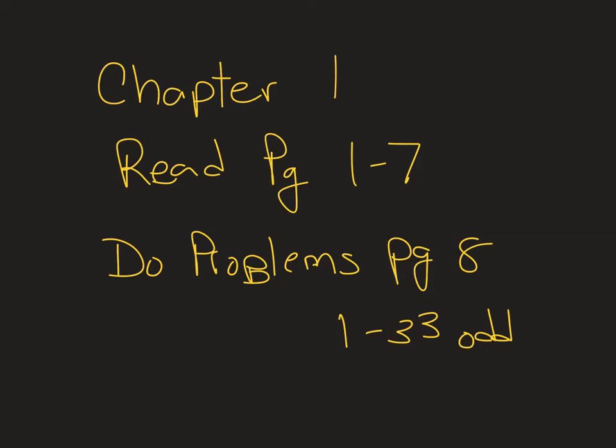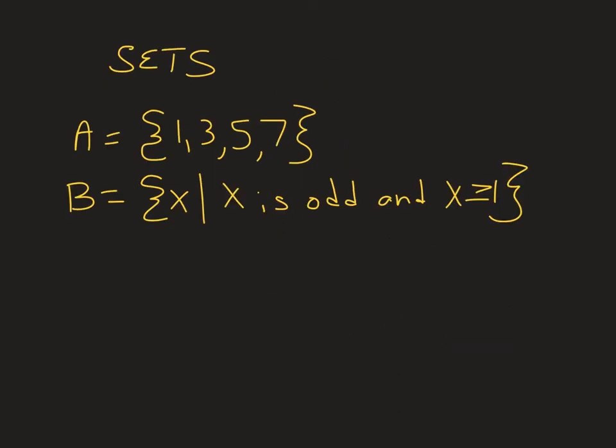1 through 33 odd. So the first big idea is the idea of sets, and sets are very important in mathematics. Here I've written down two sets. One is set A, which contains the elements 1, 3, 5, and 7, and set B, which contains the set of all numbers x such that x is an odd number and x is greater than or equal to 1.